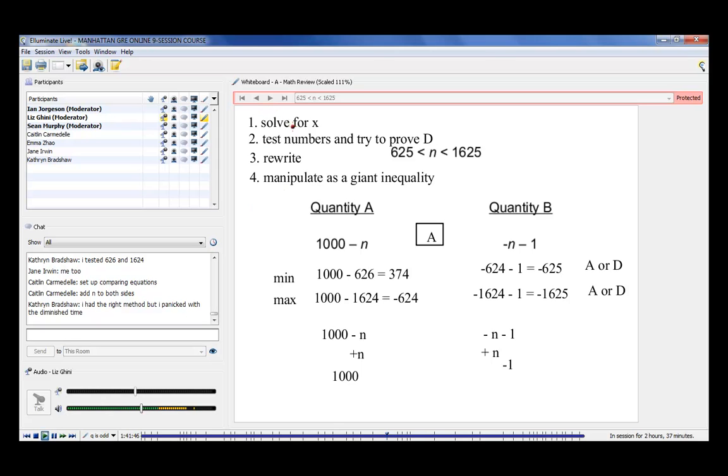All right, so if you're experiencing that tendency to panic, try this. Remind yourself that there are 4 methods. I look at this, I can't solve for n. Okay, I could possibly test numbers. Rewriting doesn't look like it's going to make much difference, but I could definitely manipulate as a giant inequality. Both have negative n. I see that they have that in common. All right, and that turns out to be the easiest way because it would be really hard to prove. You can't prove D here. Although you could have gotten a pretty good idea that it'll probably work by testing numbers. Okay. Fantastic job. Very well done.